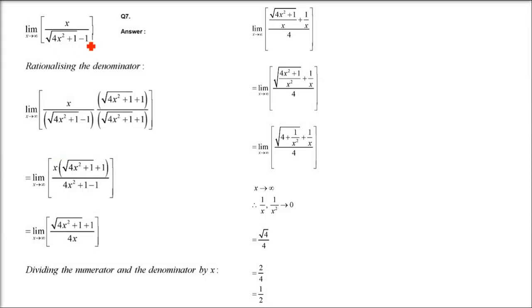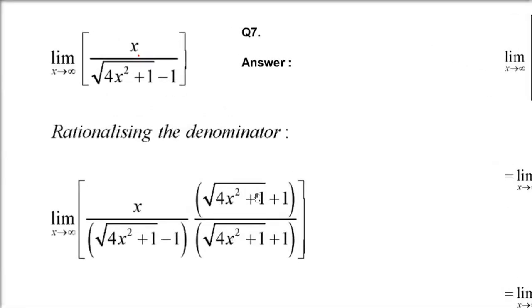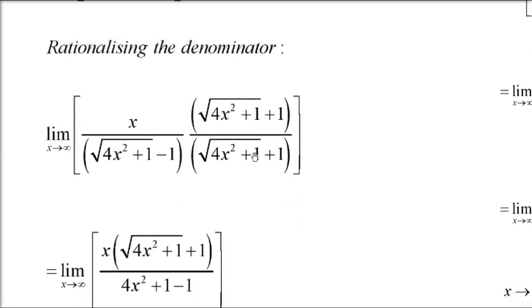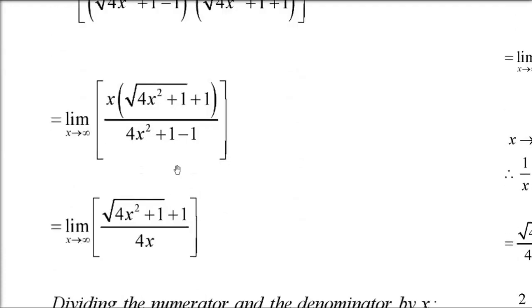Seventh question, x by under root 4x square plus 1 minus 1. X is infinite. If you put x as infinite here, you get infinite by infinite. So let us rationalize it. Multiply numerator and denominator by this plus sign. So you have to apply the a square minus b square formula. 4x square plus 1 minus 1, so ultimately 1 gets cancelled.